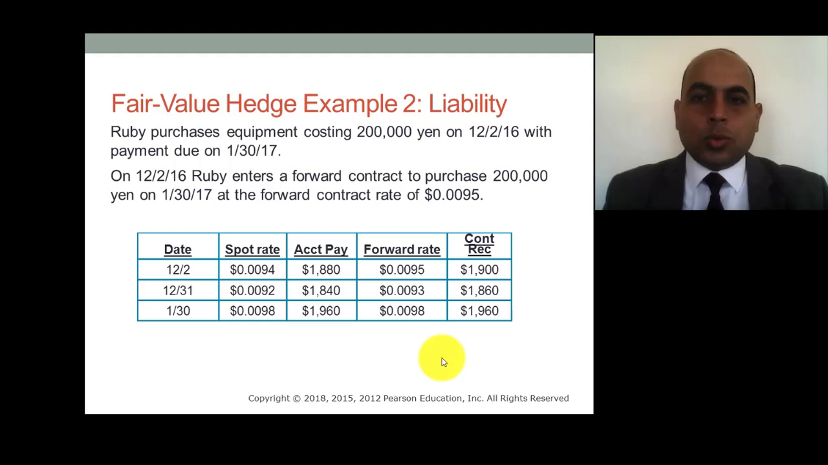Let us see in this one how we will recognize the amount of foreign currency liability and how we will hedge ourselves against the fluctuation of exchange rate risk.